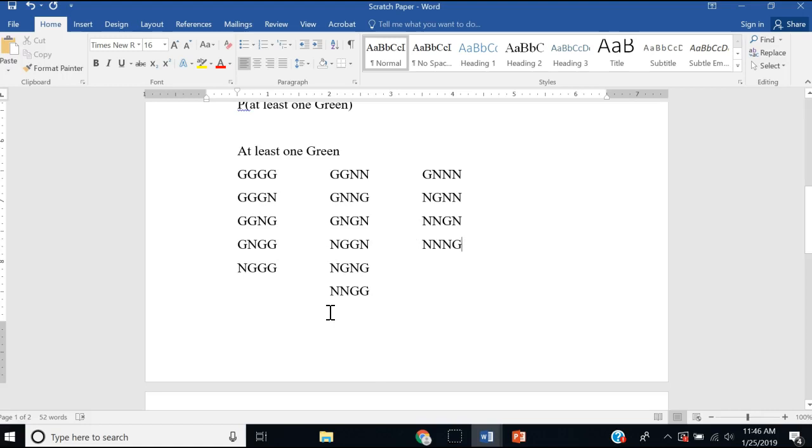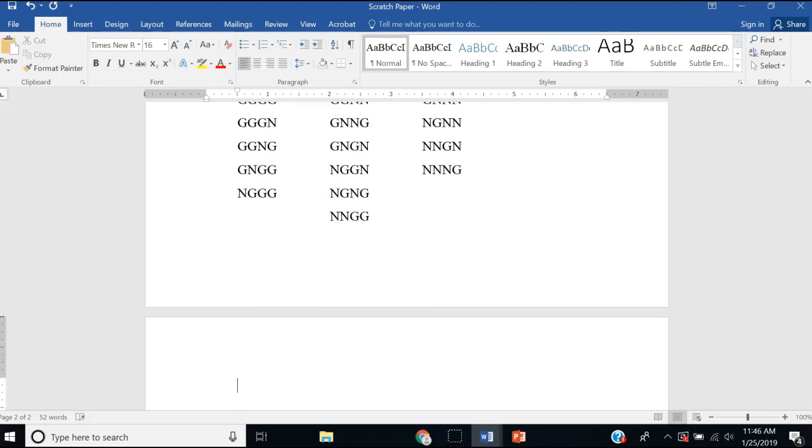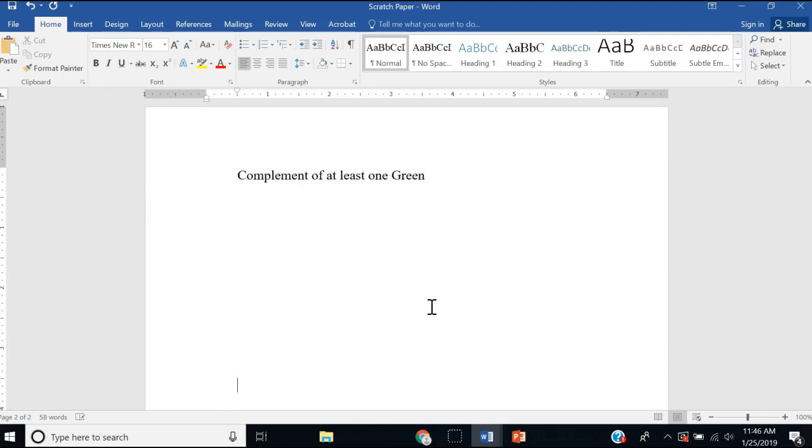Now, what you'll see, hopefully, or what you have seen maybe already, is that there's one thing missing here. What's the complement of at least 1 green? What's the only sequence that we don't have? And it's never getting a green. So the complement of at least 1 green is not getting a green 4 times in a row.